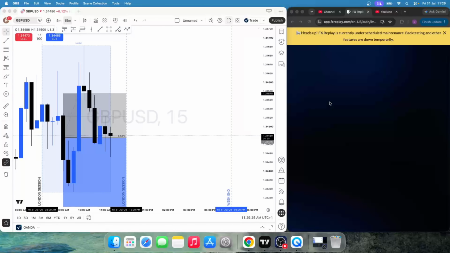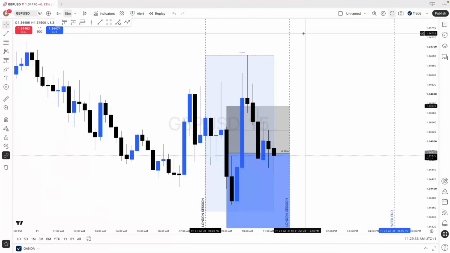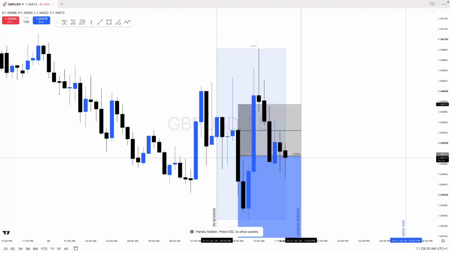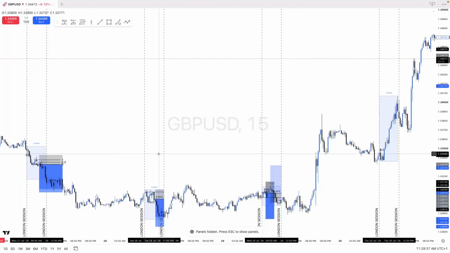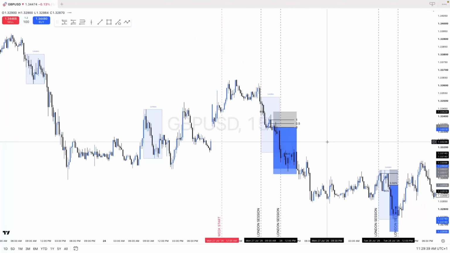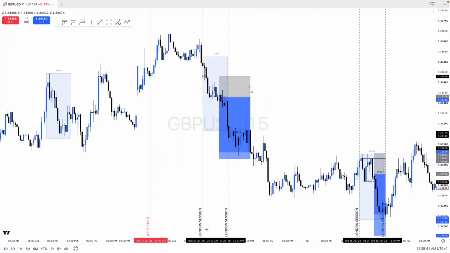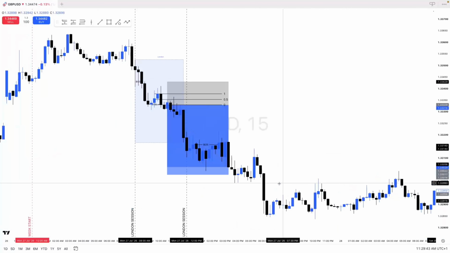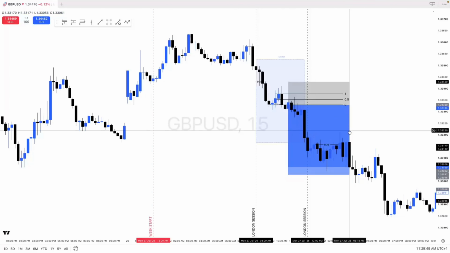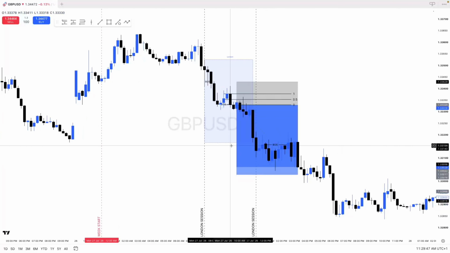Okay, so as you can see, FX Replay is under schedule, so I can't go through my breakdown of every trade like I normally do, but I'll give you a breakdown of the week, last week of July. We ended up taking a trade on Monday. Don't usually trade Mondays, but this trade for me was a trade to take.